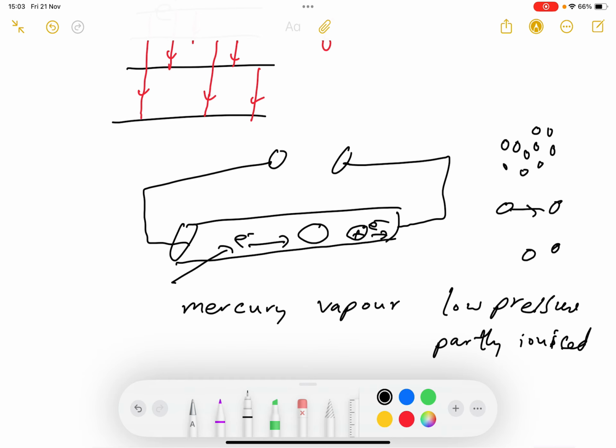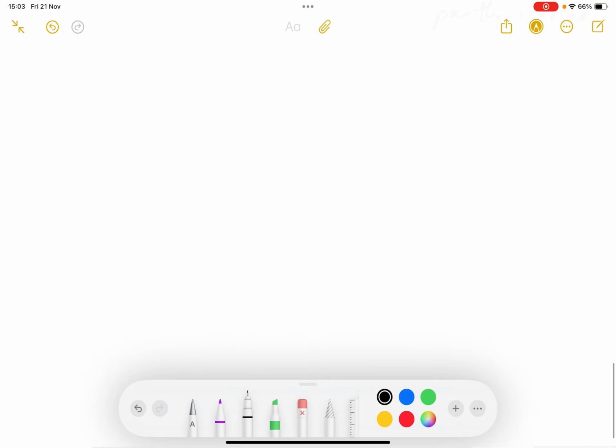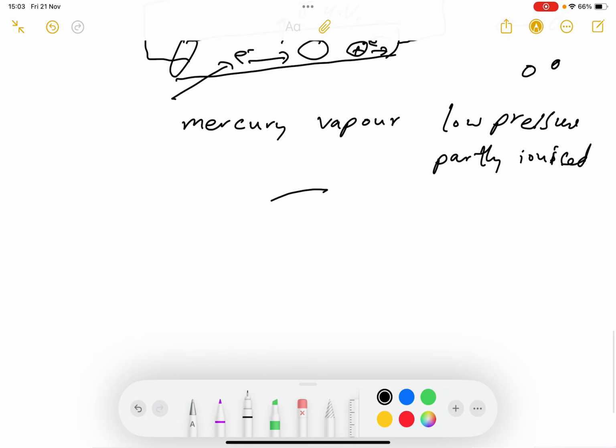Mercury vapour will only give out UV photons, which is great if you want ultraviolet light, but it's no help whatsoever if you want visible light in a room. So if we examine a cross-section of the tube, that's the glass on the outside.